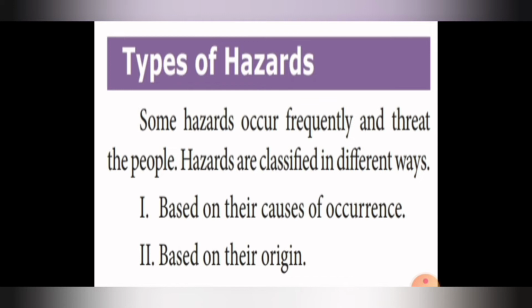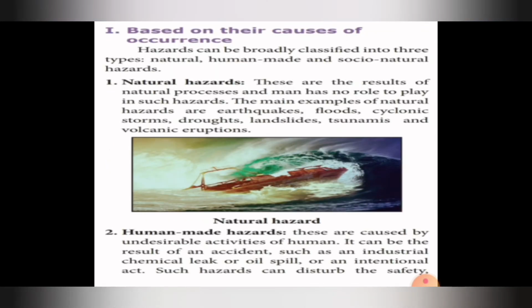Some hazards occur frequently that threaten the people. Hazards are classified in different ways. There are two types of classification here. First one, based on their causes of occurrence. Second one, based on their origin. Now we are going to see the first one, based on their causes of occurrence.